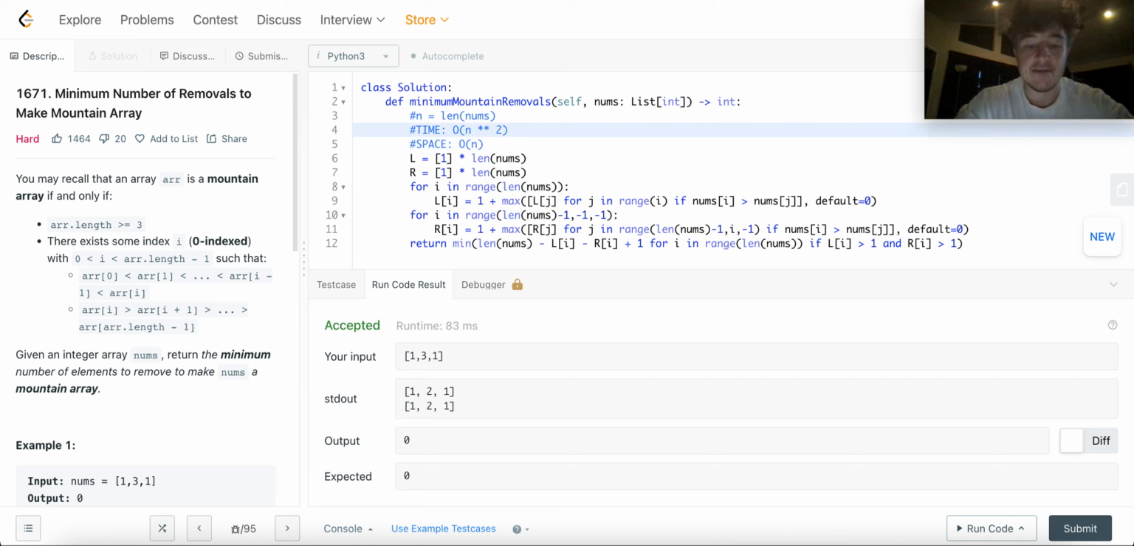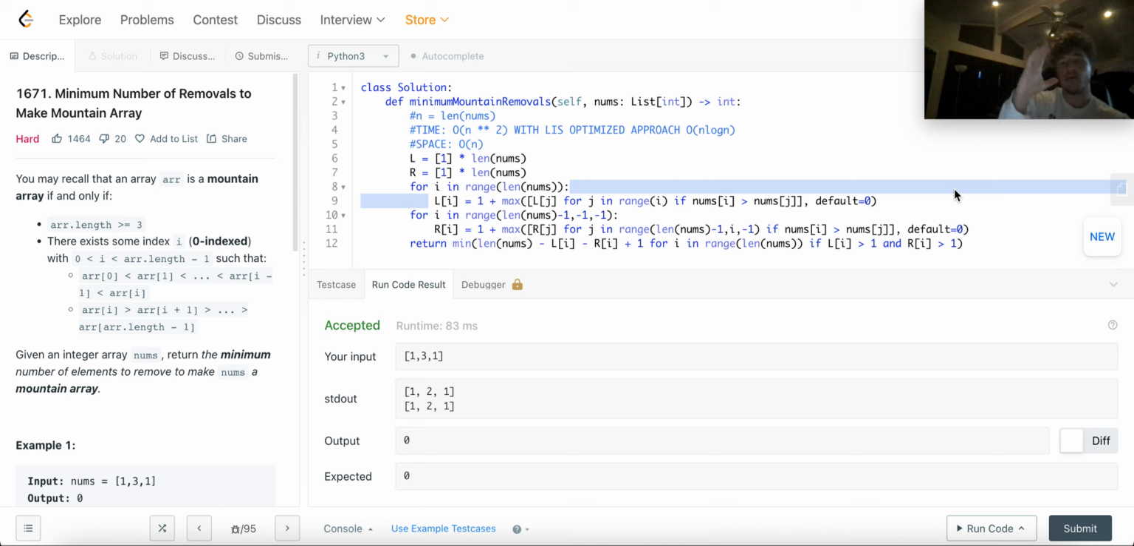Now, technically, with the LIS optimized approach, this is big O of n log n. So there is a faster way of doing this, but I'm not going to spend time on that, because this problem isn't really about longest increasing subsequences. This problem is knowing how to take this mountain array and say, okay, I need the longest increasing thing from the left and the longest increasing thing from the right. Oh, that's just longest increasing subsequences twice, and then I just take the maximum of that.